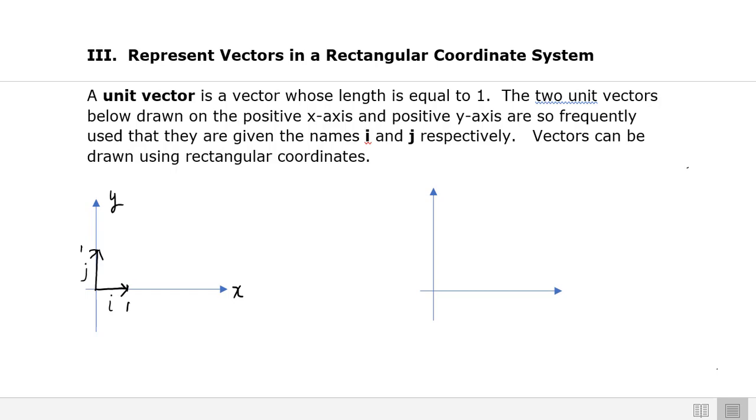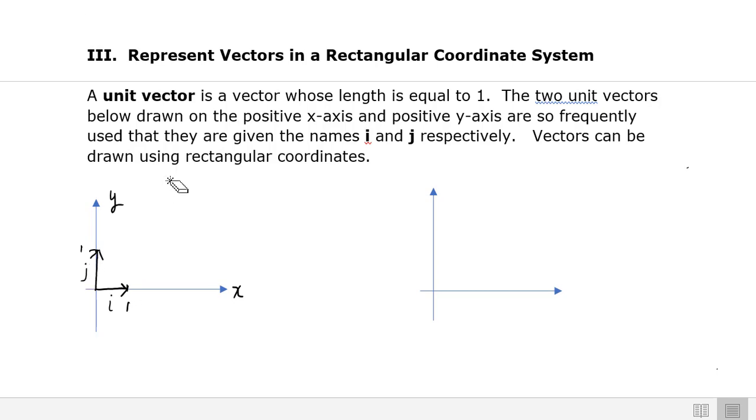And there are two very commonly used vectors below, drawn here. One of them is the unit vector that is on the positive x-axis, and the next one is the unit vector that's drawn on the positive y-axis. Now these are used so frequently that they're given names. So the vector that is along the positive x-axis, whose length is 1, is named i, and the vector that's on the positive y-axis is named j.